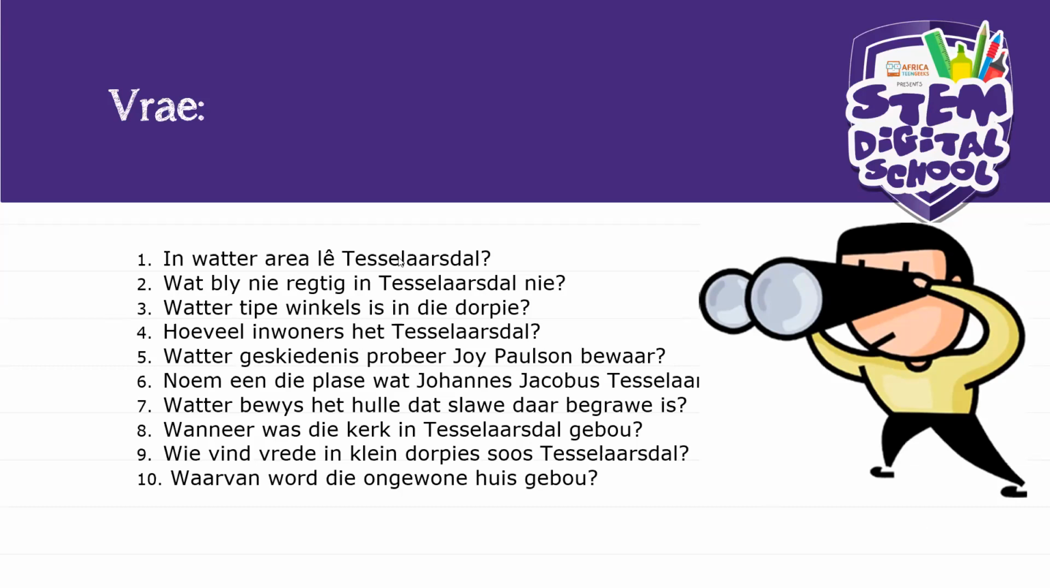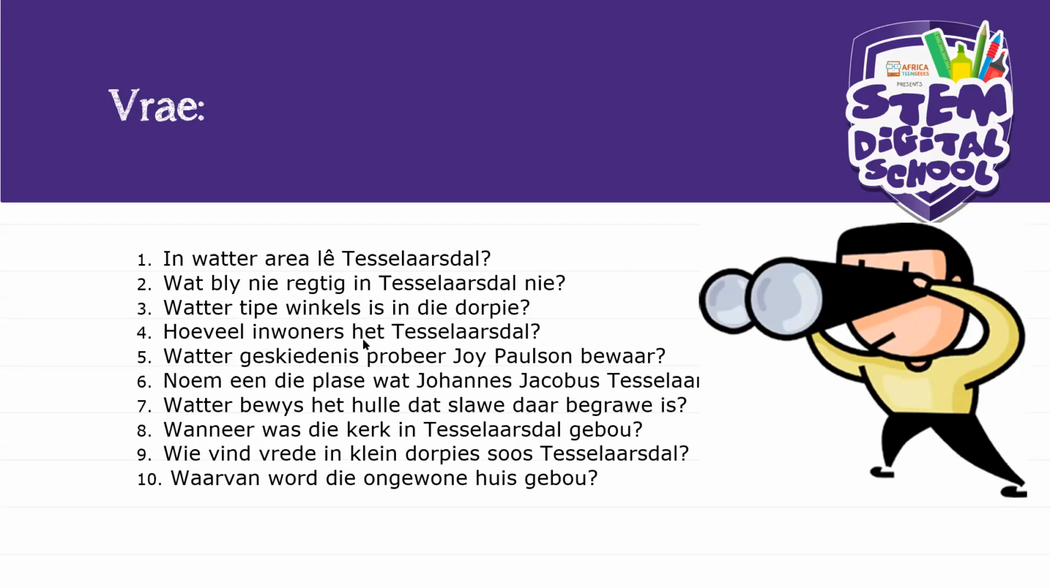All right, so in watter area lê Teslaasdal? So you must listen to between what areas or towns Teslaasdal lies, and then wat bly nie regtig in Teslaasdal nie. So they're making a joke in the beginning of the video, saying that there are 2 things that do not really live in Teslaasdal. Then, what type of winkels is there in the dorpie? What types of shops are there in the town?